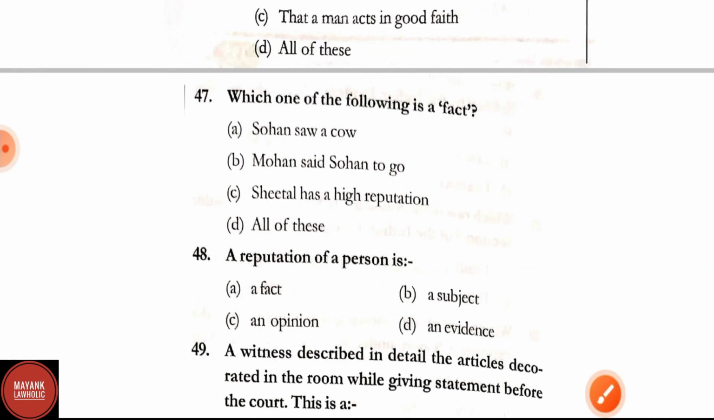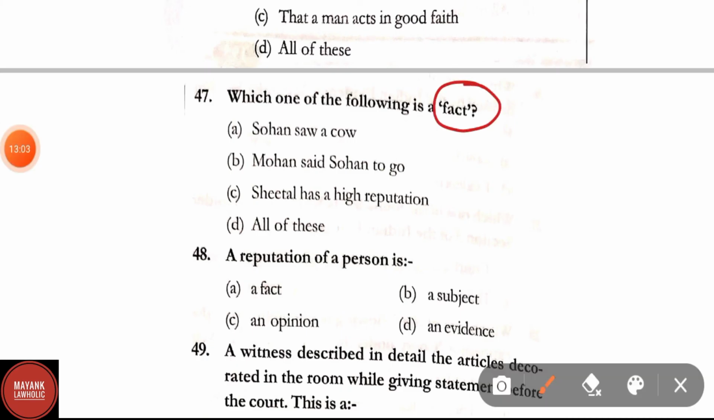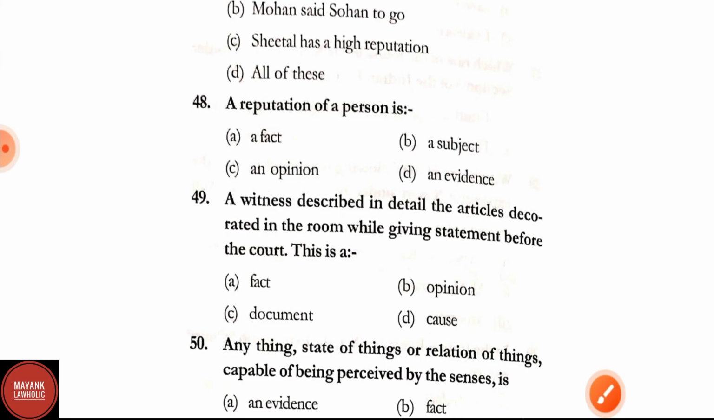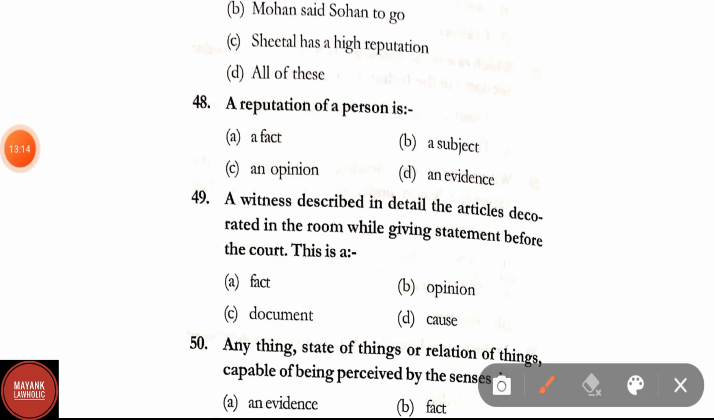Question number 47. Which one of the following is a fact? Sohan saw a cow, Mohan said Sohan to go, Sheetal has a high reputation, all of these. Here correct answer is option D, all of these. Question number 48. A reputation of a person is a fact, a subject, an opinion, and evidence. A reputation of a person is a fact. Option A is the right answer.